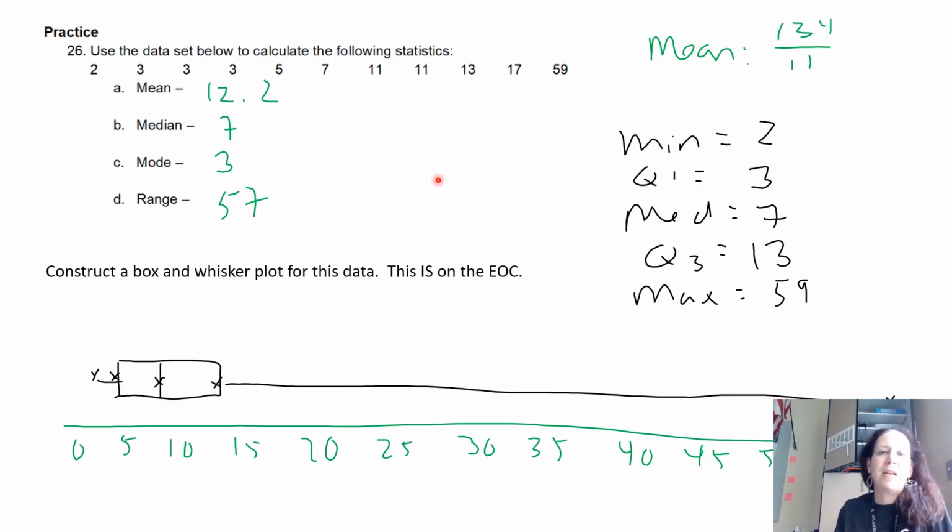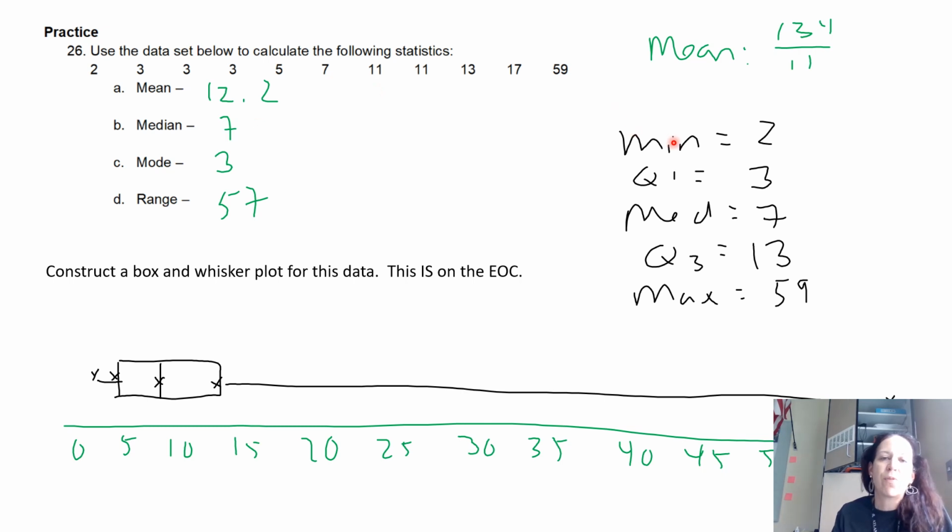Now we have the mean, median, mode. We did do this in class. So the mean was 12.2, coming from 134 over 11, which is like my scratch work there. Median is 7, mode is 3, range is 57. And then there is a box and whisker plot on your EOC. So we did go over that in class. We counted by 5s because of that stupid 57 is just way out there.